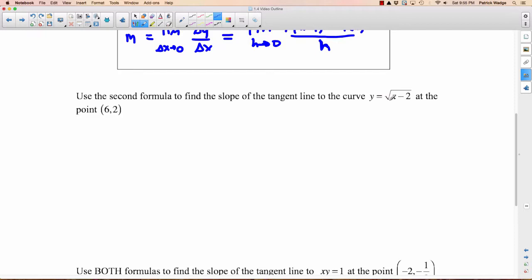Okay, so let's use the second formula to find the slope of the tangent line to the curve y equals the square root of x minus 2 at the point (6, 2). So again, we better figure out what f of x is, and we better figure out what a is. f of x is no problem, same as y, so we have the square root of x minus 2. A, remember, that's the x value of the point you're interested in. So in this case, it's 6.